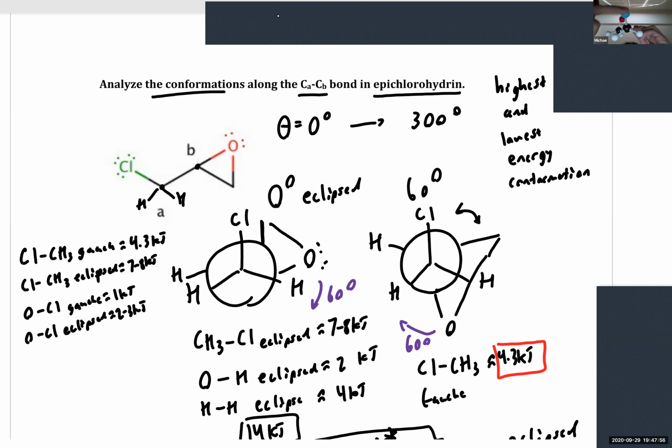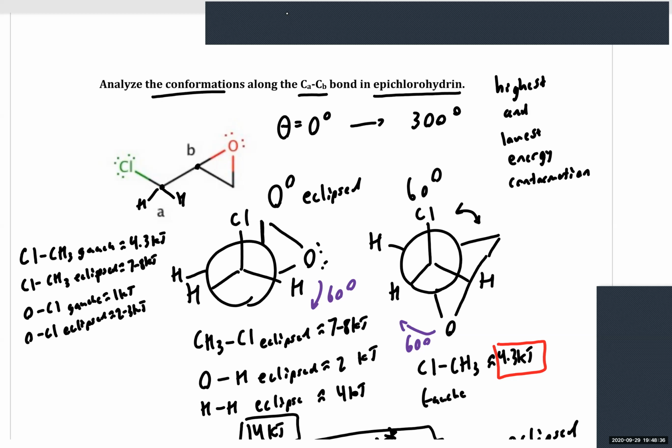Everything in front goes in front of the circle. Everything in back goes behind the circle. Does that make sense to you? And if you want to draw a different conformation, all you do is just rotate your carbon-carbon bond. So this is the conformation that I drew for 0 degrees. If I wanted to draw 60 degrees, I just rotate it 60 degrees and draw what I see. Does that make sense? Did that answer your question?